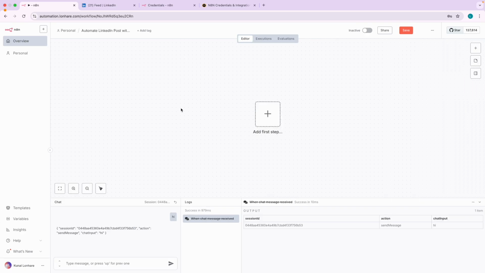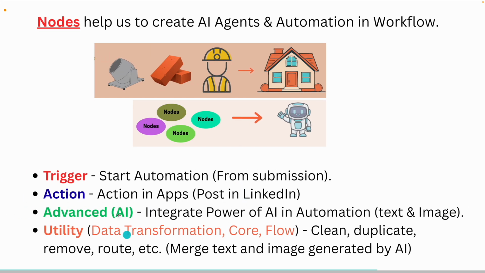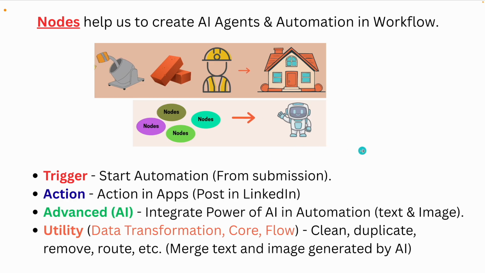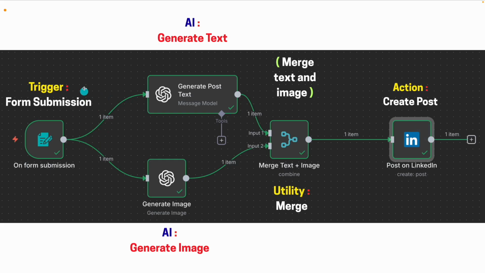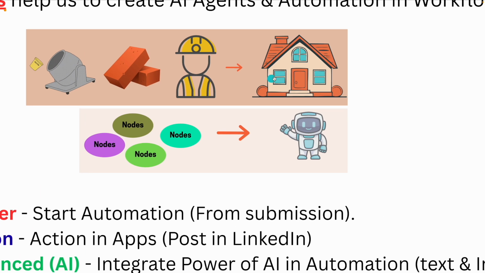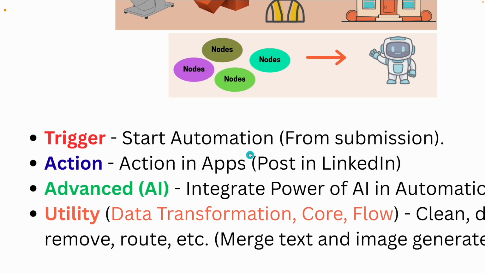So let's remove all of them, and now we will practically teach you how you can utilize all these four nodes together to build your powerful automated LinkedIn post with AI. Okay guys, let's start to build our automation. You all know that we need to use different nodes. Nodes are like different elements. As we have mentioned, to build a house you require cement, bricks, and labor, and they all work together to build your house. Same way, to build any AI agent and automation, we need nodes.